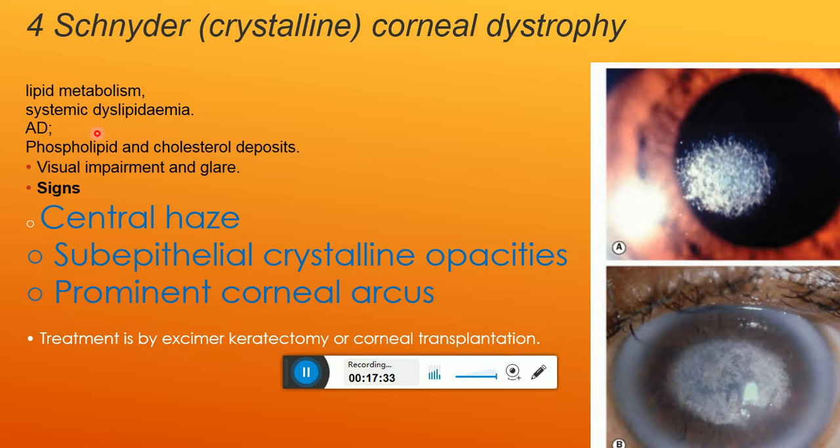Histology: phospholipid cholesterol deposits. Symptoms: visual impairment and glare. The signs: there is central haze in the early feature, progressing to more widespread full thickness involvement over time. Subepithelial crystalline opacities are present in only 50%. Prominent corneal arcus is typical. Gradually progress centrally, leading to diffuse haze. Treatment is by excimer keratectomy or corneal transplantation.